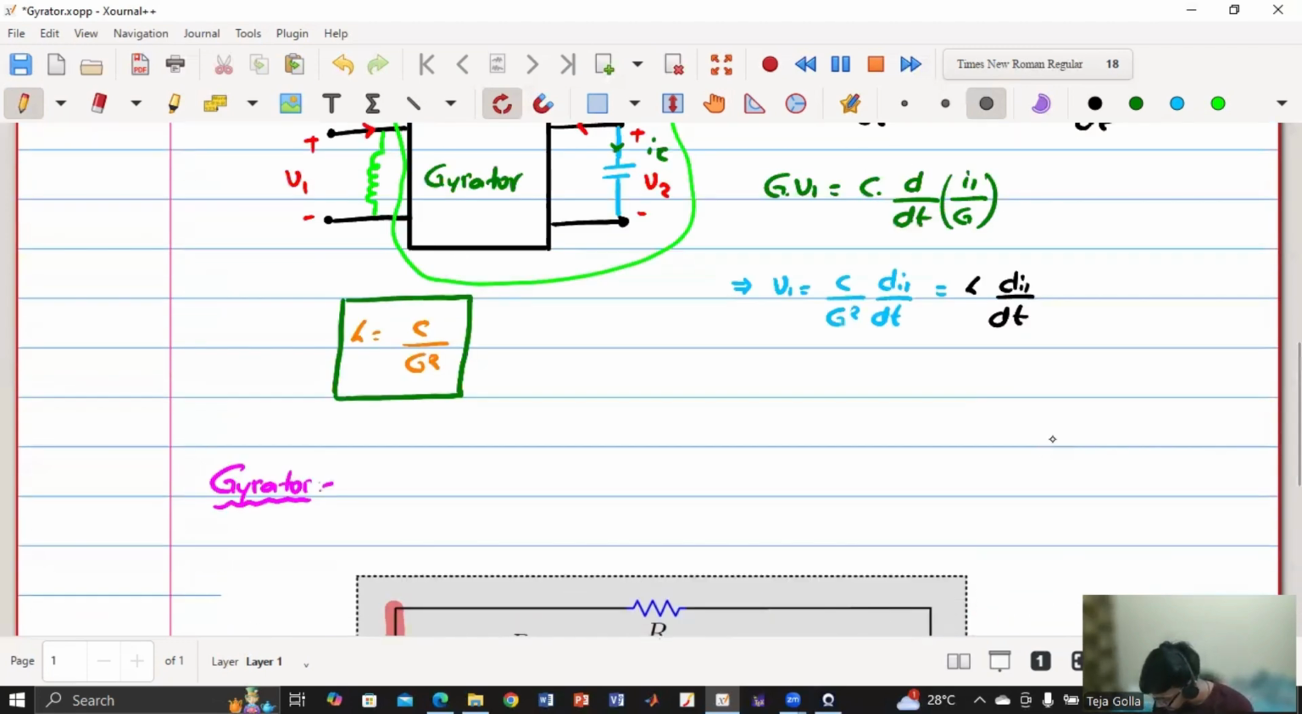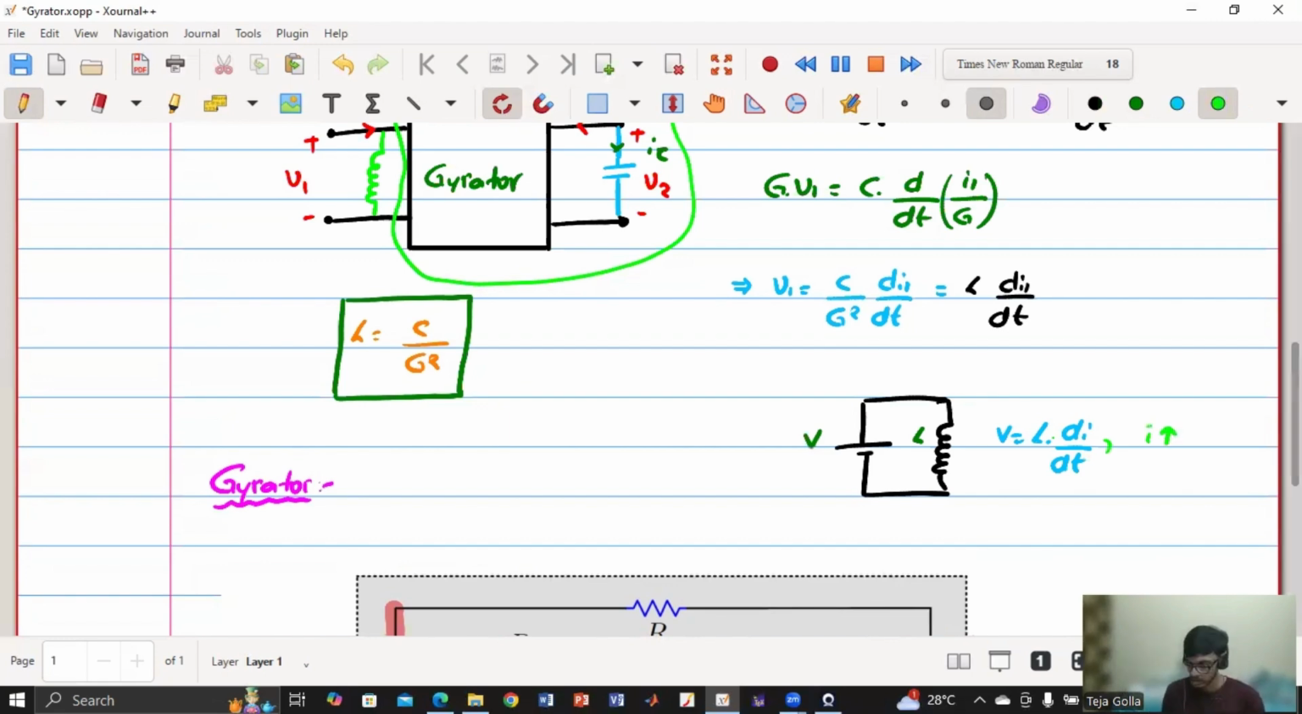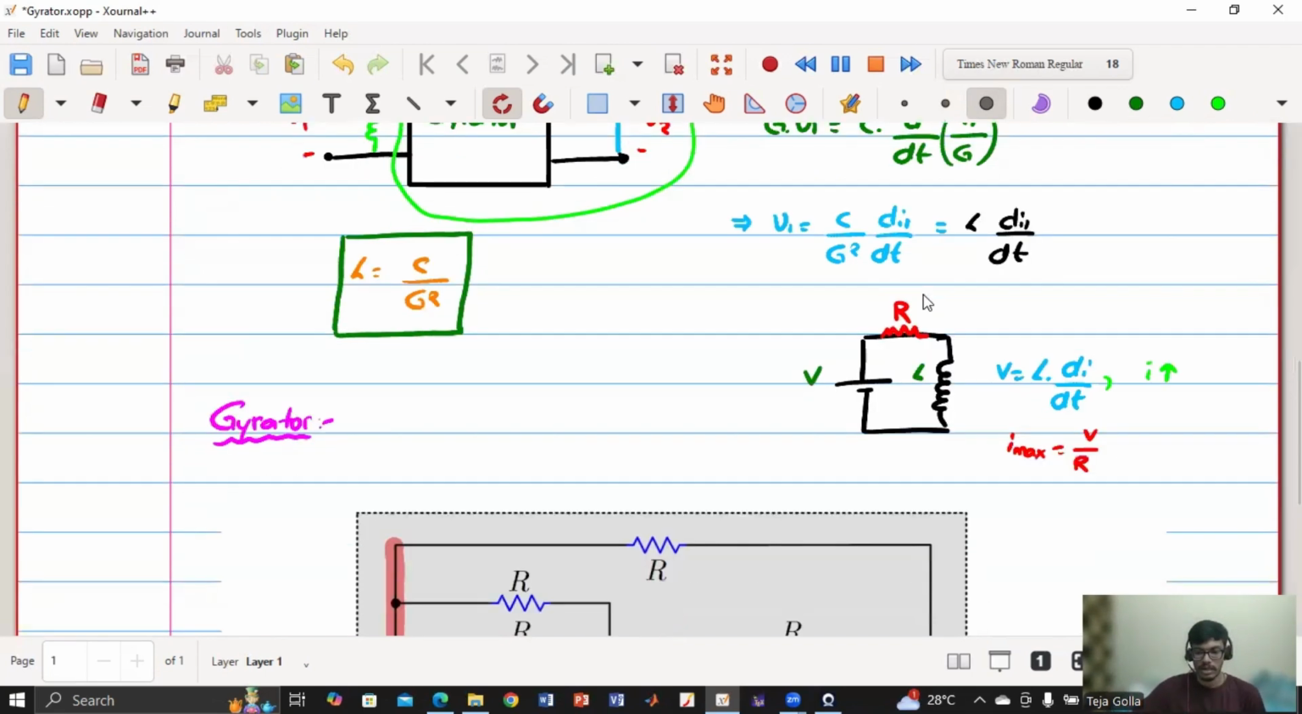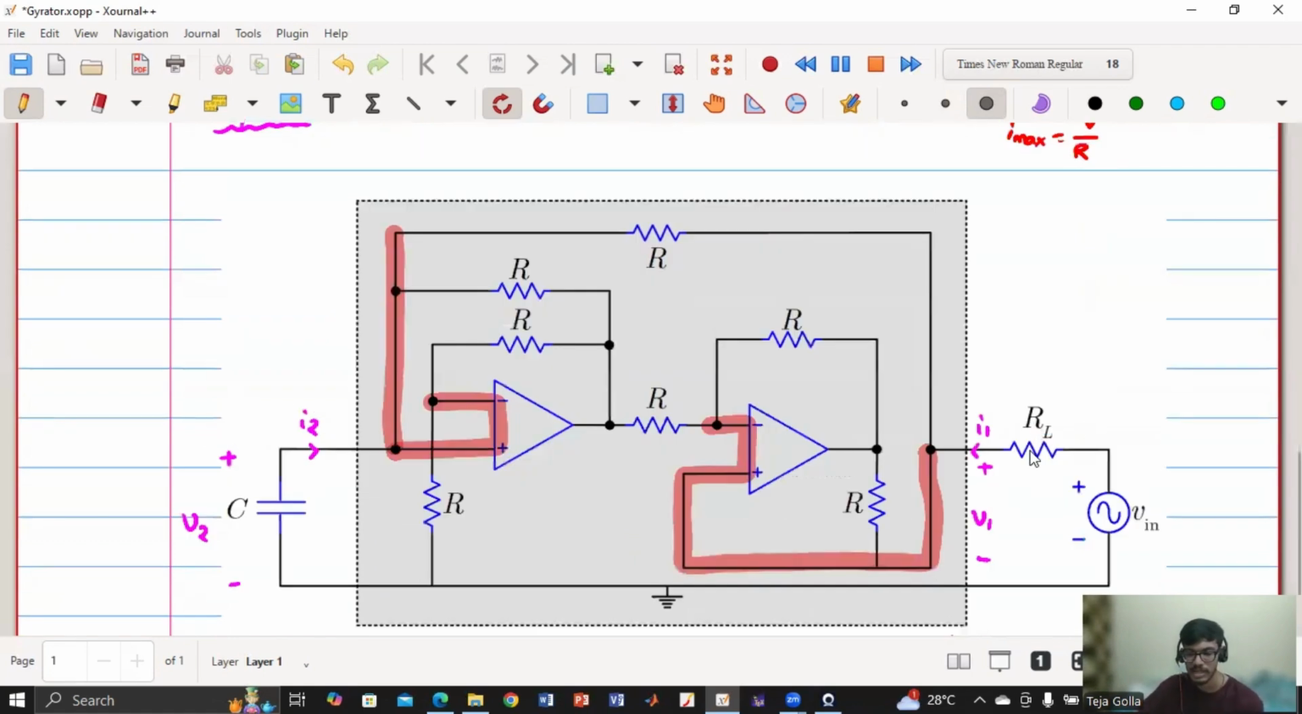So there is one important thing that you need to understand here. Say I have a voltage V and I have an inductor connected directly to the voltage source V. Now we know that V equals L di by dt. If the voltage is constant, then the current will keep on increasing and it will reach infinity or damage any of the components. So who limits the current? So we connect a resistor R in series. Now I max will be V by R. So for protection purposes and to limit the current, we connect a resistor in series, and that's why this resistor is connected in series.